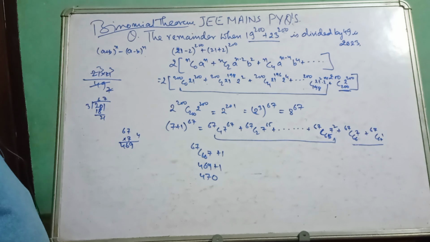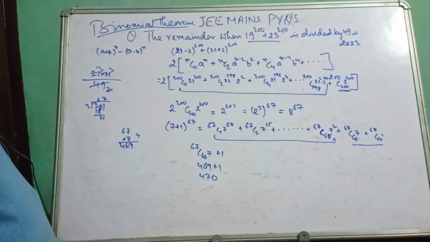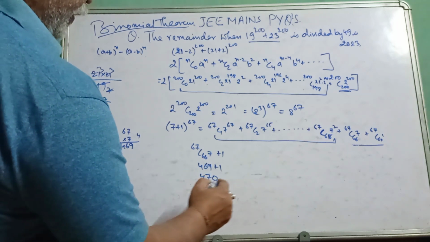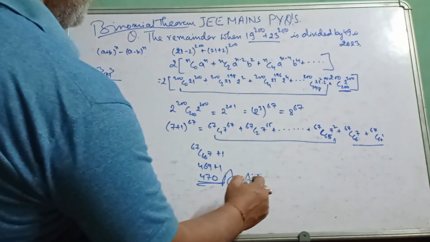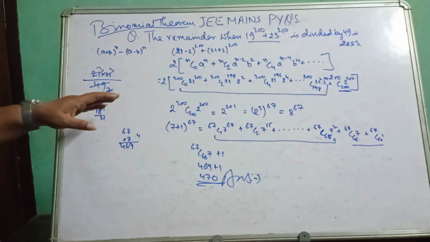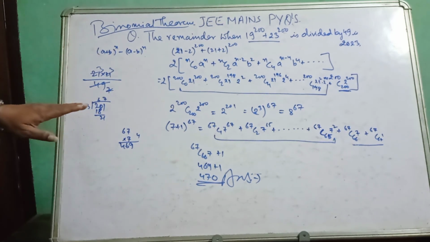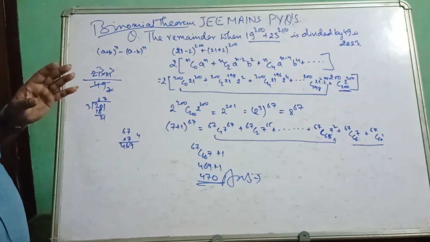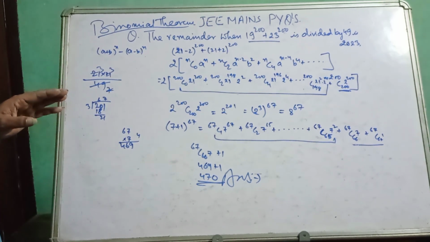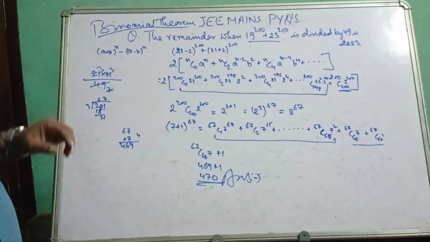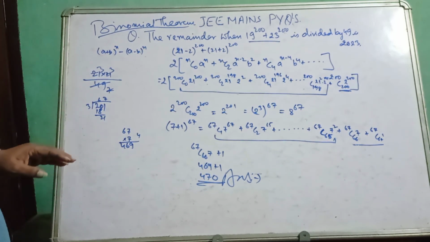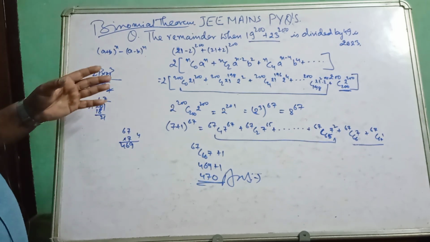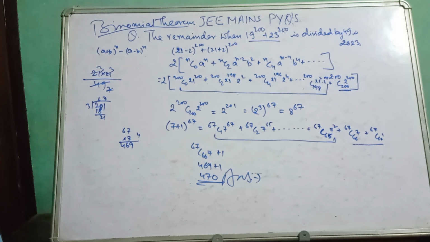So here your remainder is how much? 470. 470 is your remainder. So this is an important question. Why is this an important question? For binomial theorem, it has been found that the test of divisibility is done by binomial theorem. So such type of questions have been asked repeatedly in JEE Mains. You can find that 3 or 4 years back, such type of questions were being asked.